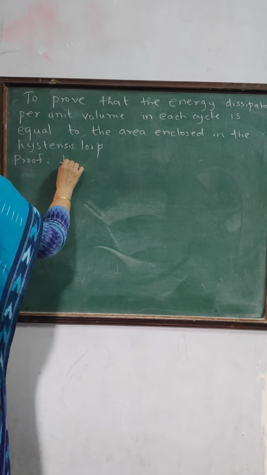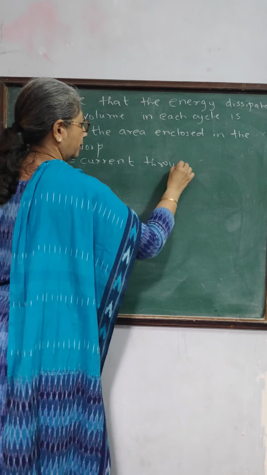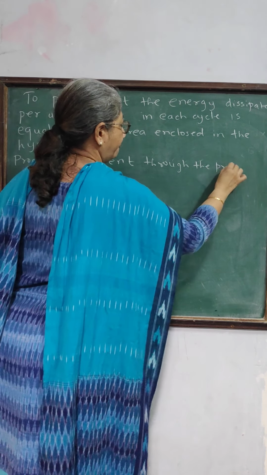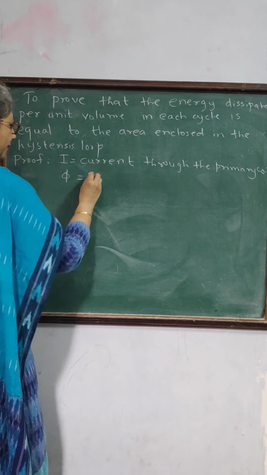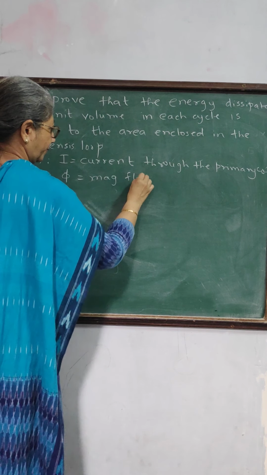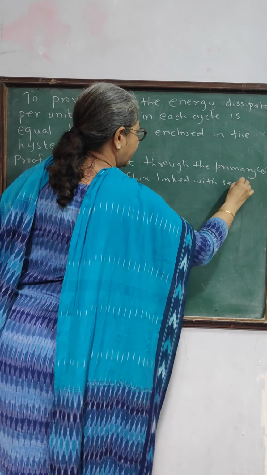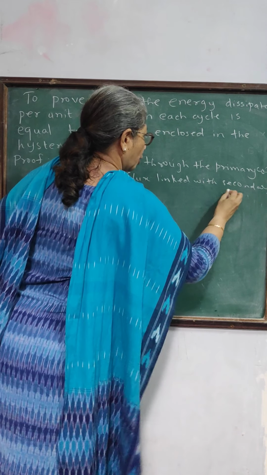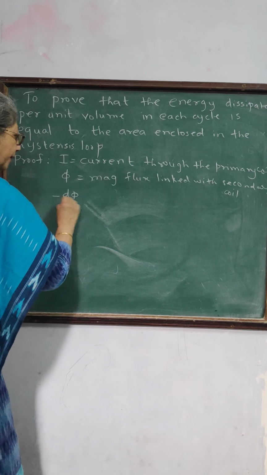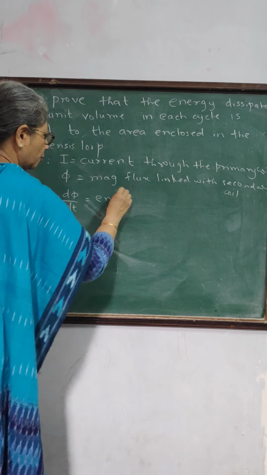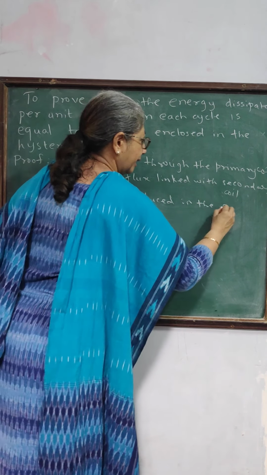Let I be the current through the primary coil and phi is the magnetic flux linked with the secondary coil. Then by Lenz's law, minus d phi by dt is the EMF induced in the secondary coil.